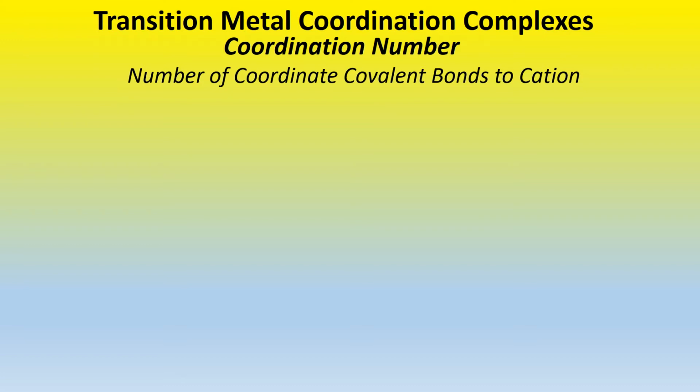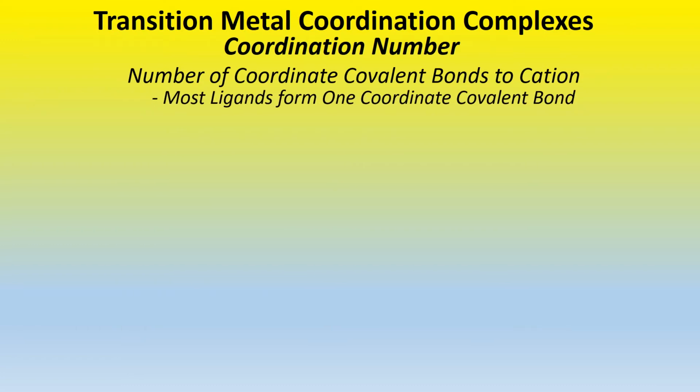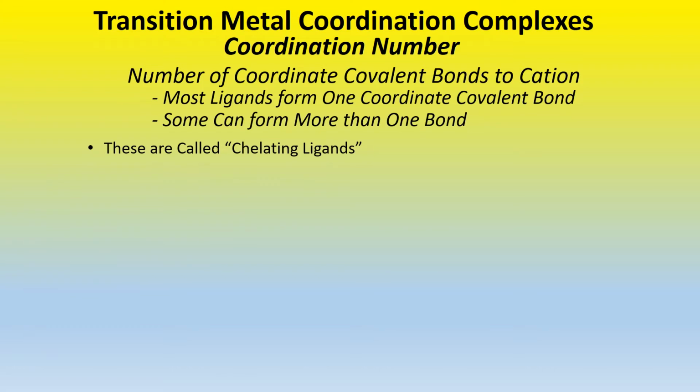It is important to note that the majority of ligands only form 1 single bond. However, there are a certain few ligands that can form more than 1 bond. As a group, these are called chelating ligands, where the root chela is the Greek word for claw, because by forming more than 1 bond, these ligands can actually grasp and hold a metal cation.